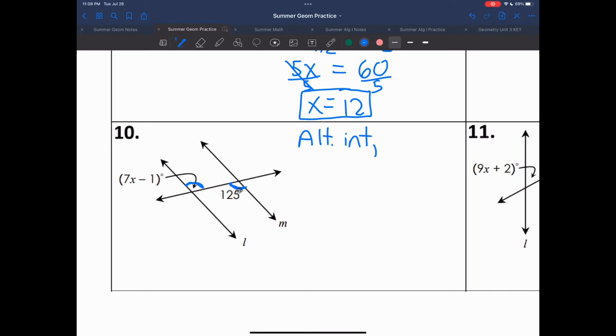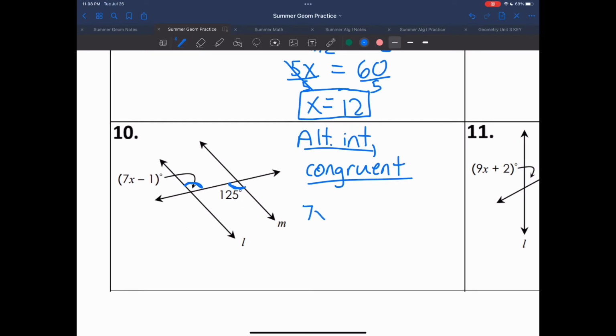Okay, and then we know alternate interior angles with parallel lines are always congruent, which means we can set them equal to each other. So I'm going to set 7x minus 1 equal to 125, and then we solve. Let's add the 1 to both sides. So I'm going to get 7x equals 126. And then you're going to divide both sides by 7. So we'd end up with, what would that be? x equals 18.